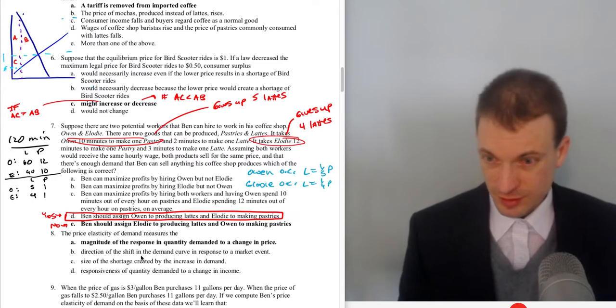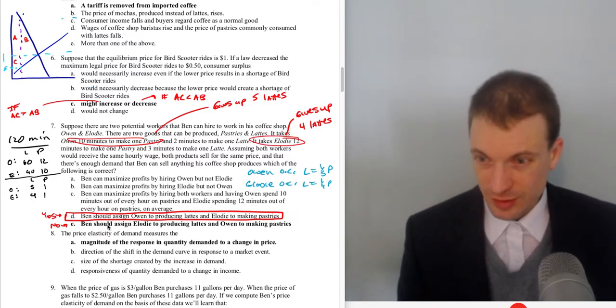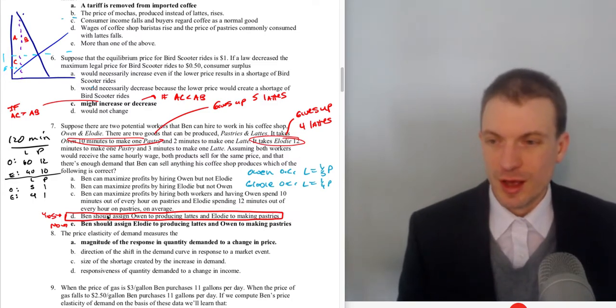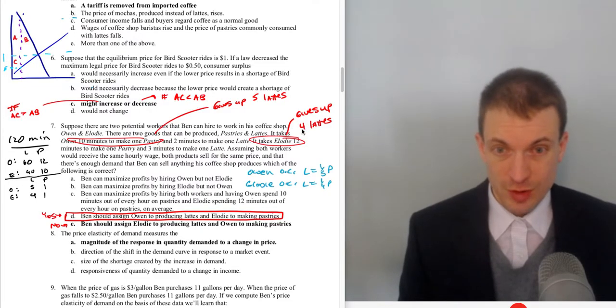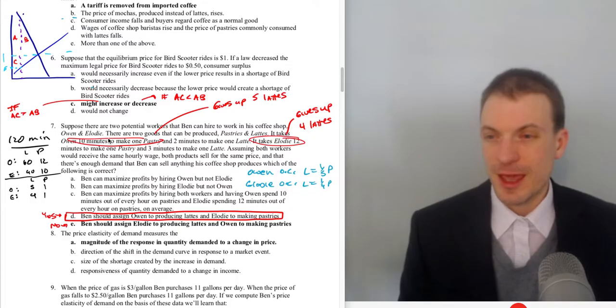Elodie, sorry, I was looking at what I bolded here. Yes, we should assign Elodie to making pastries because Elodie has the lower opportunity cost of making pastries, and Owen has the lower opportunity cost of making lattes. So we should assign Owen to lattes.